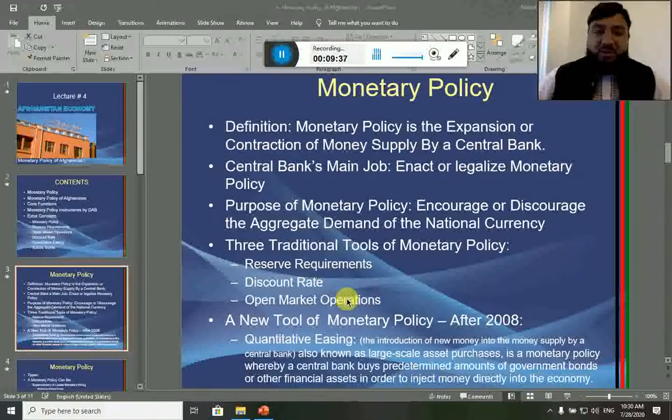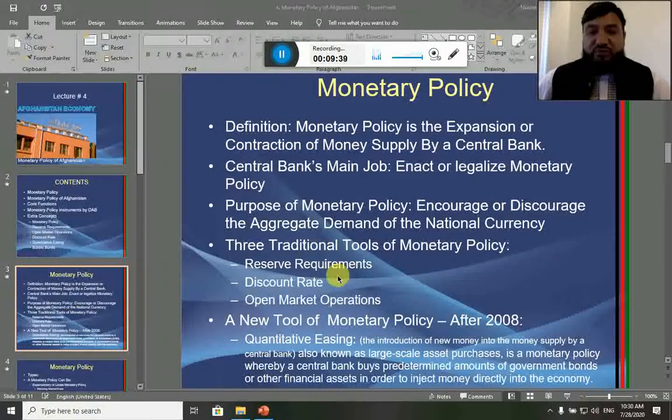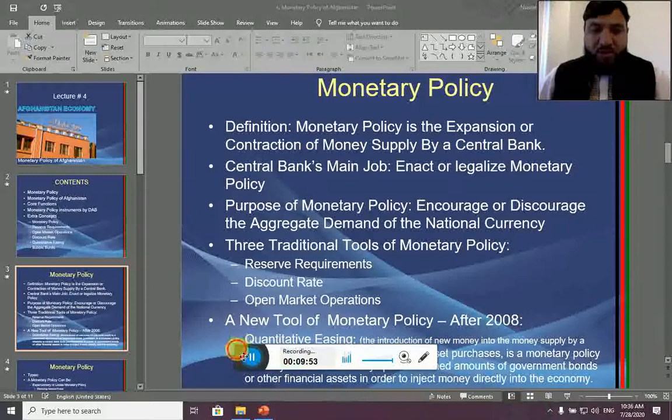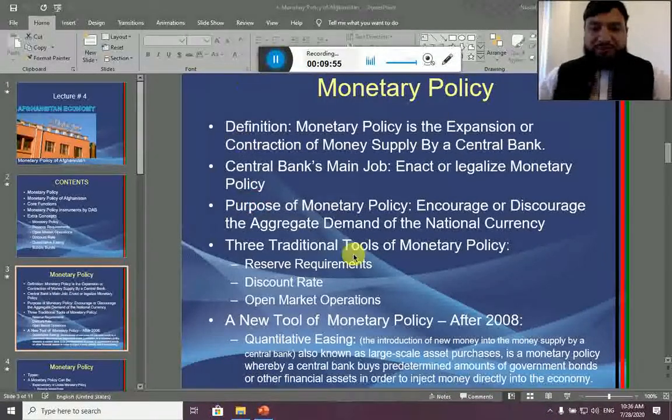Now let's talk about these four one by one. I'll try to make it as simple as possible, so you guys just get the main concept of these topics, and then we go ahead. All right. So let's first talk about the reserve requirements.